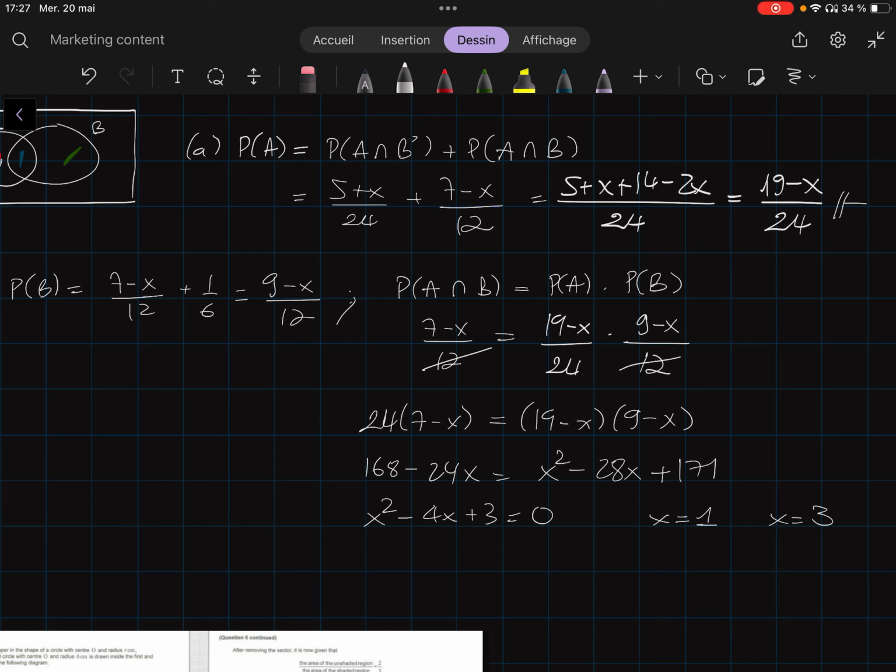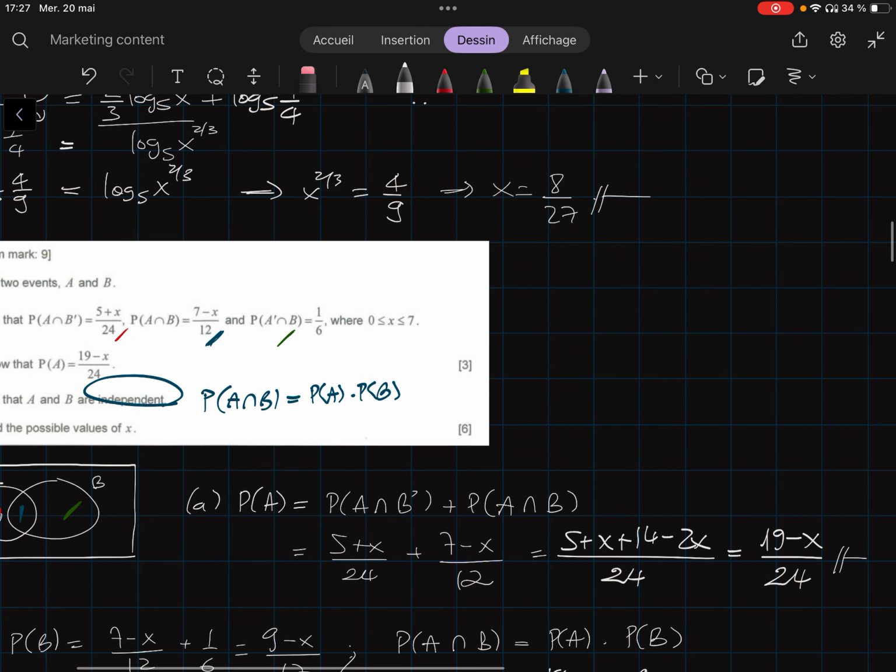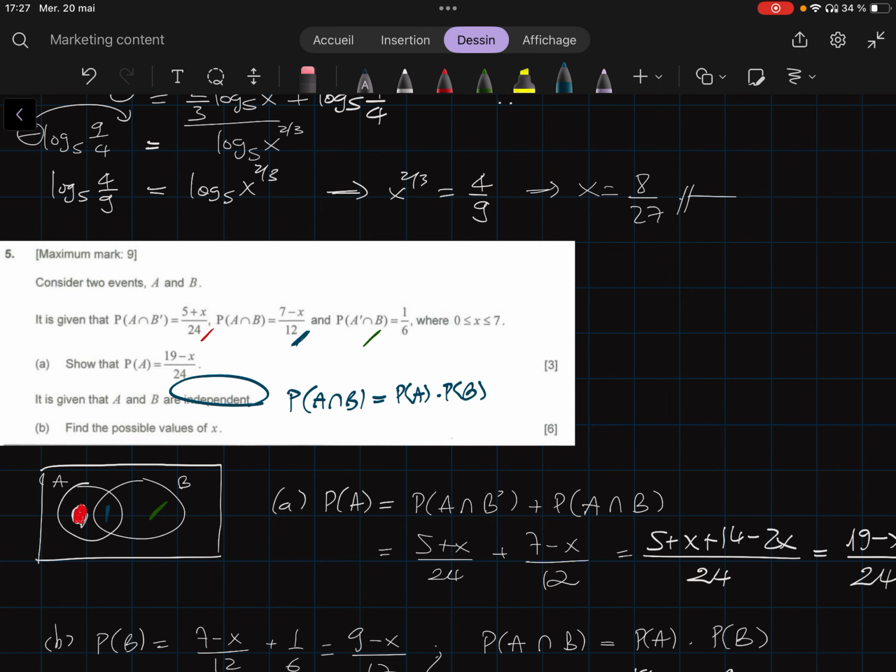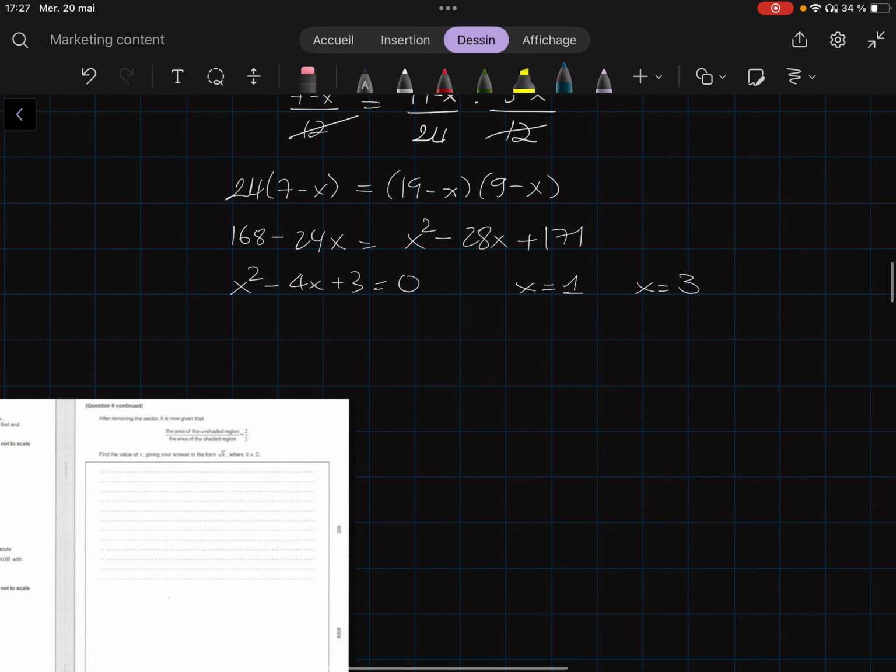Do we have any other restrictions? No. And we're asked to find the values of x. So it's perfectly reasonable that we have 2, and we're good to go.